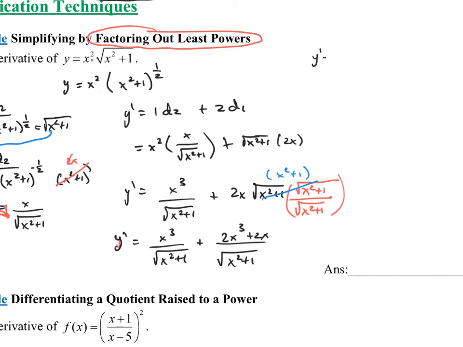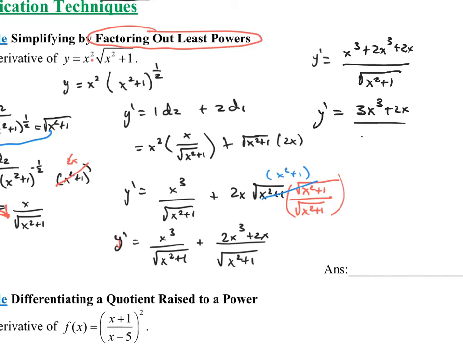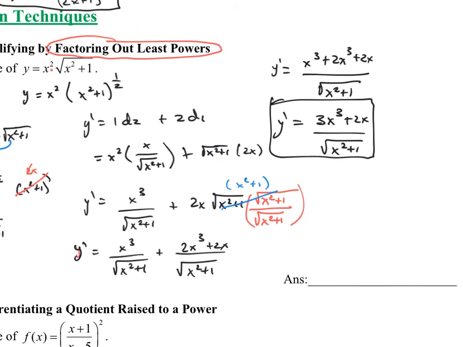Now we have a common denominator, so I'm going to move up here. Because we have a common denominator, when we add them, the denominators stay the same, and then we just add the numerators. So if we add the numerators, we'd end up with x cubed plus 2x cubed plus 2x. This is all over the square root of x squared plus 1. Combining like terms, x cubed plus 2x cubed would be 3x cubed plus 2x, all over the square root of x squared plus 1. And there's our final answer right there. As far as they see it, that's our final answer.